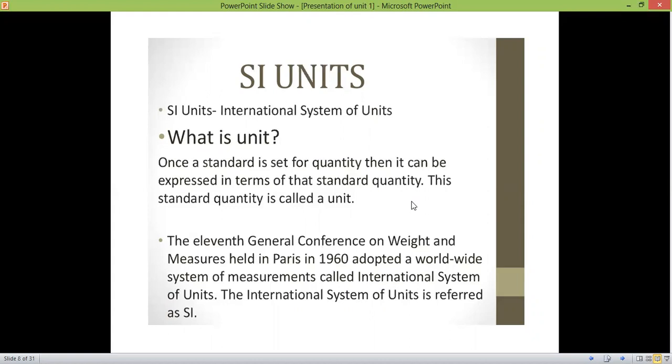Why do we need SI units? Actually, in the past, people used parts of their bodies and the things around them as units of measurement. They were using terms like foot, yard, horsepower, which created confusion. So the scientists in 1960 decided to adopt one universal set of units, said to be SI units.